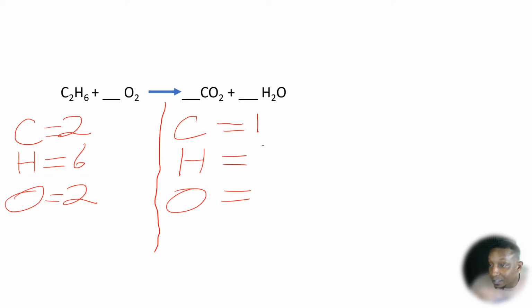So let's go ahead and take a look at this problem right here, and let's go ahead and separate the winners from the quitters, or the winners from the losers. So if you notice, I have 2 carbon on the left. On my reactant side, I have 6 hydrogen, and then I have 2 oxygen. On my product side, I have 1 carbon, and then I have 2 hydrogen. But if you look right here, I have 2 oxygen right here and 1 oxygen right here. So I actually have 3 oxygen on this side.